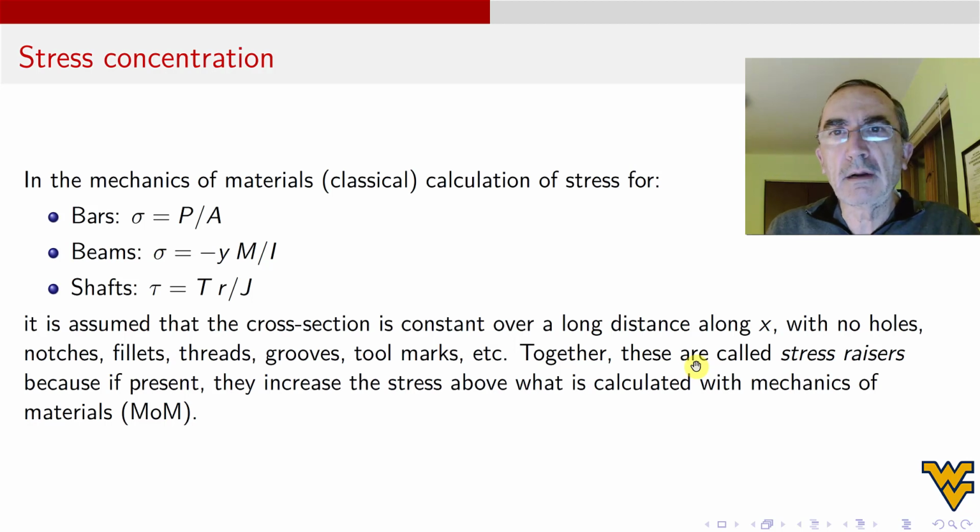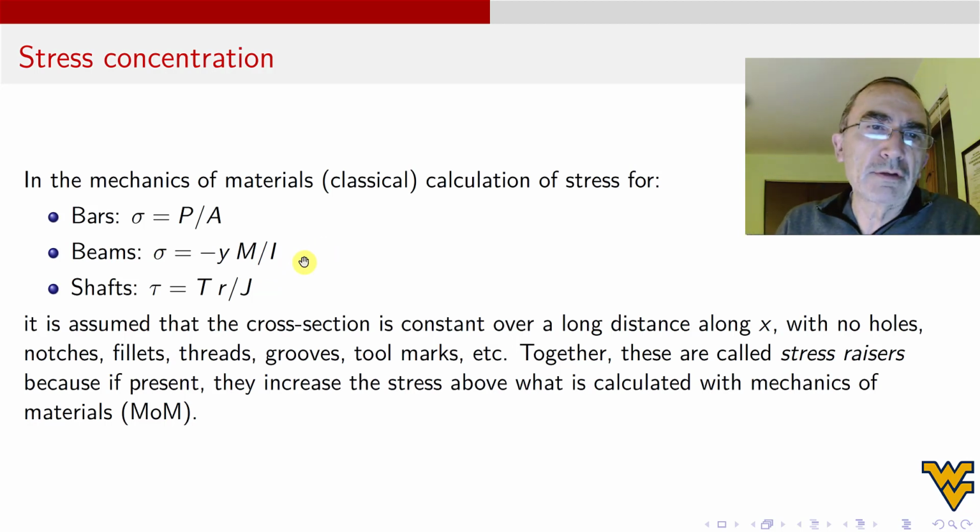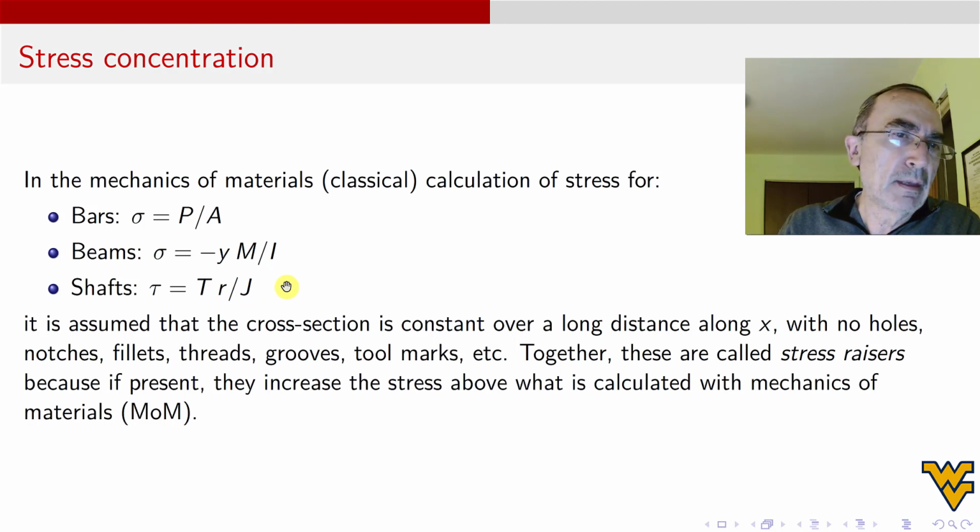So, in the mechanics of materials calculation of stress for mechanical components, we calculate the stress in bars simply as P over A. For that, the bar has to be longer than the cross-section, at least 5 times longer. For beams, for one plane bending, we use minus y M over I to calculate the stress. And again, the cross-section has to be smaller than the length of the beam. Okay, a ratio of 5 at least. And for shafts, we have the shear stress, which is the torque times the radius divided by the polar moment of area. And again, the cross-section has to be smaller than the length.